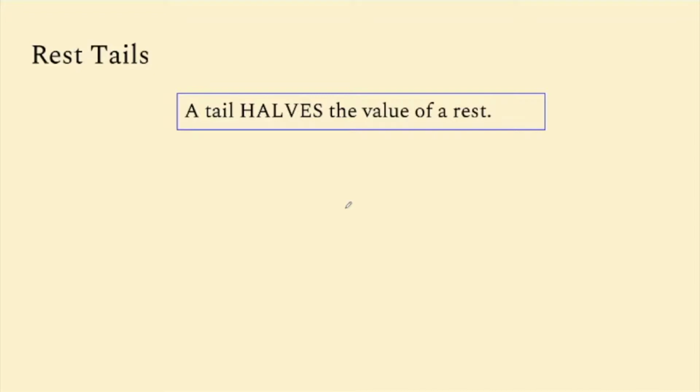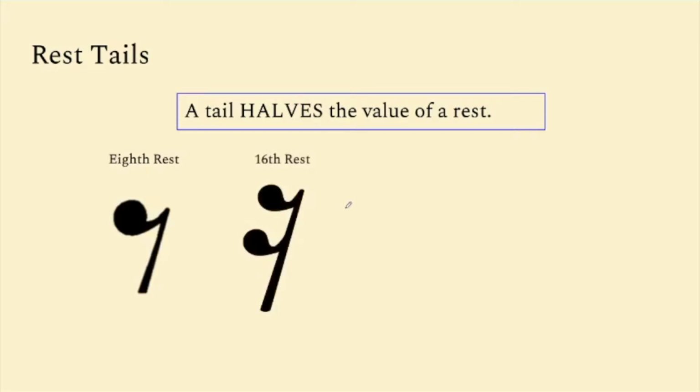Remember how the tails of a note determine how long the note is? This works the same way for rests. Each tail added to the rest halves the value of the rest. We start with an eighth rest, with one tail. Now let's take a look at this rest. We see two tails here, and if we take the eighth rest and add one more tail, then we halve the value of the eighth rest to get a 16th rest.